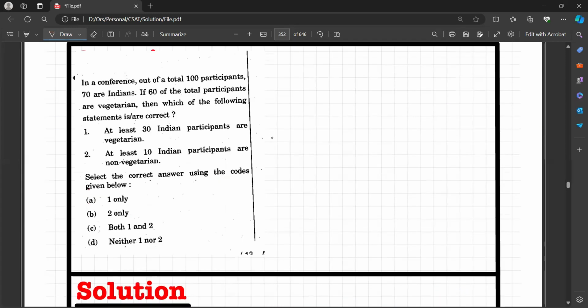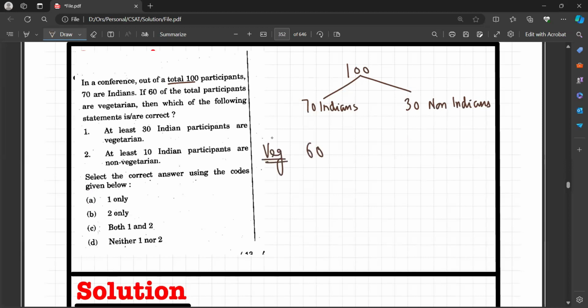In a conference, out of a total of 100 participants, 70 are Indians. So non-Indians are 30. Clear. If 60 of the total participants are vegetarian, then which of the following statements are correct?